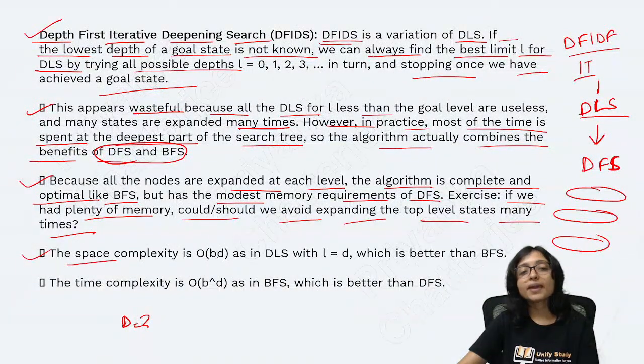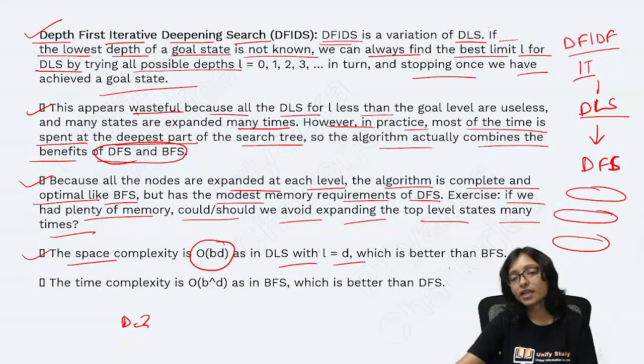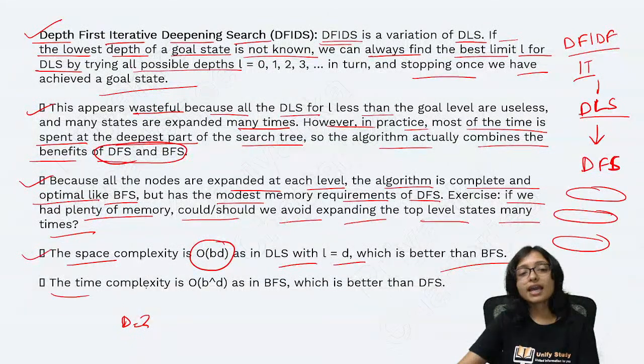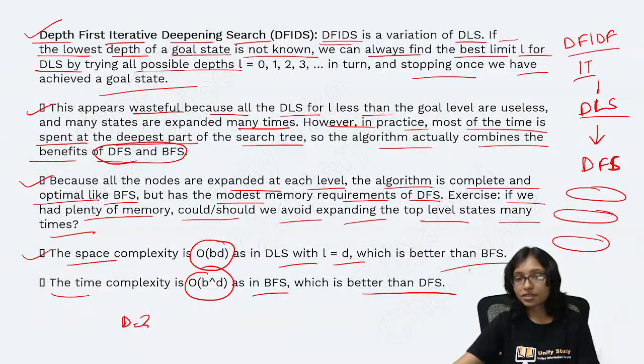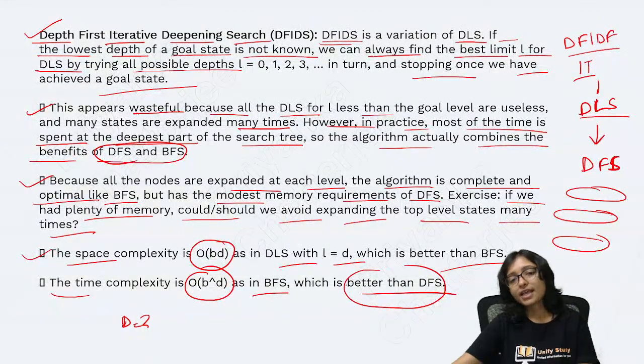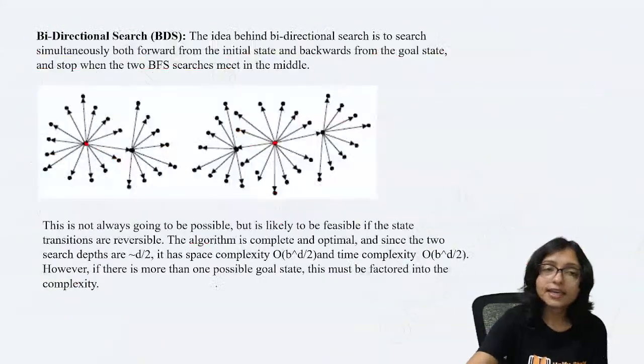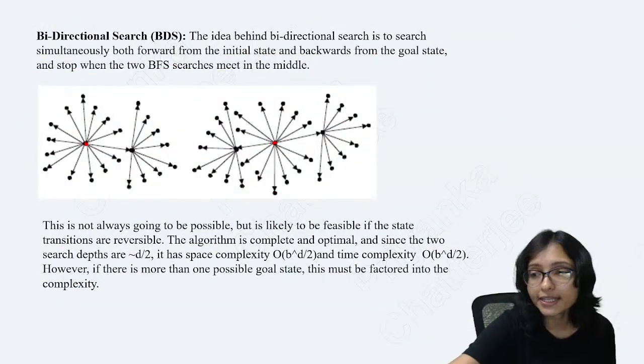So the space complexity will be order of b times d, where for DLS, l equals d, and the time complexity will be order of b to the power d, as in BFS. So it is better than DFS here. As per BFS, here is the time complexity. Okay? Are you able to relate?